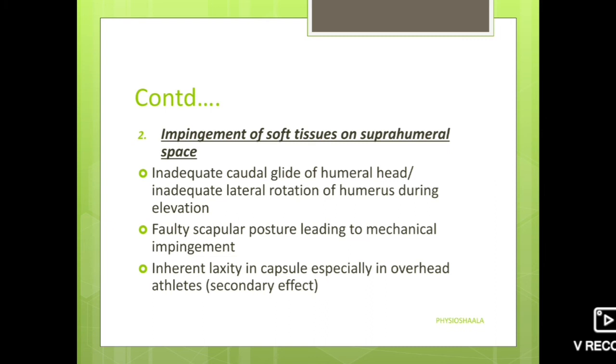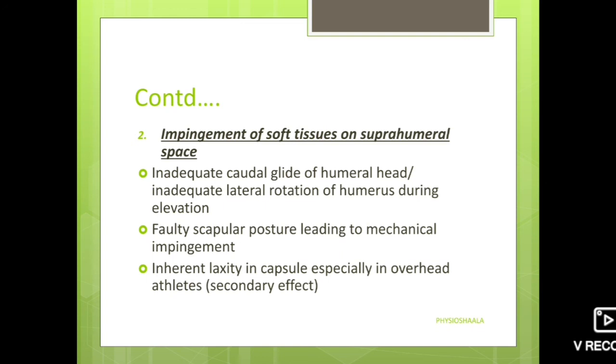The other reason can be inherent laxity in the capsule, which is especially seen in overhead athletes. This leads to instability at the shoulder joint, and this can give rise to impingement as a secondary effect.